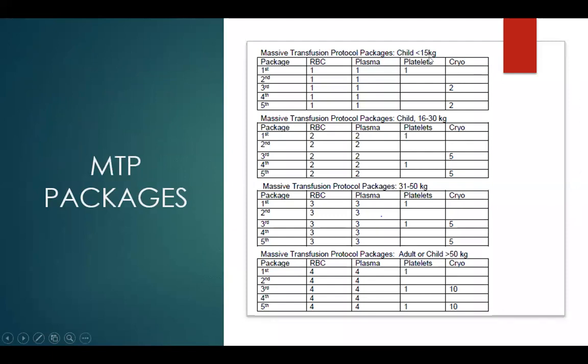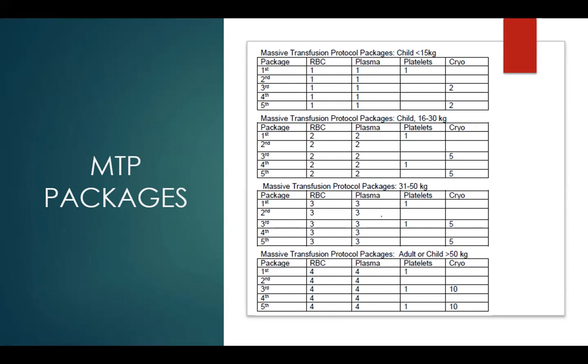So for a child that's less than 15 kilograms, first packet, they're going to send 1 unit of packed cells, 1 unit of plasma, and 1 unit of platelets. This is not to say that this patient's going to get 1 unit of packed cells. It's going to be based on weight. For packed cells, it's generally 10 milliliters per kilogram. So for a 15 kilogram patient, that would be about 150 milliliters of packed cells. Normally a unit of packed cells is about 250-ish, 300, so we'd have some blood left over.